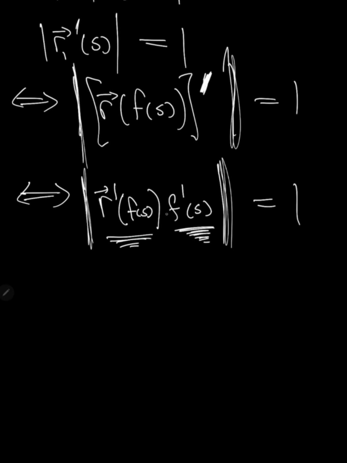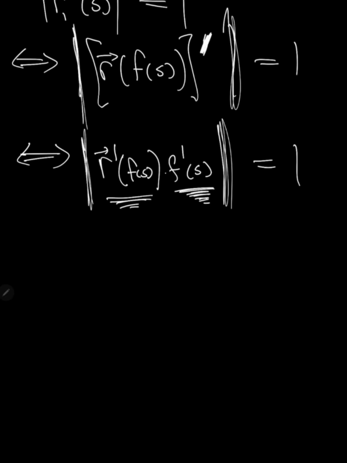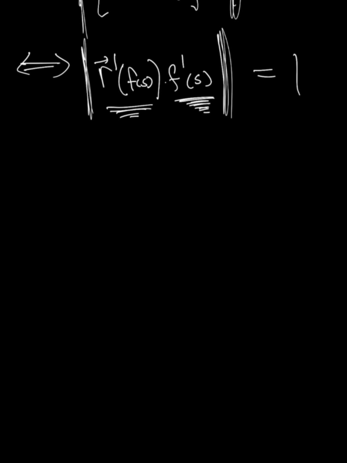And R prime of S is a vector. So this multiplication right there is actually scalar multiplication. All right, so everything is perfectly legal. Okay, now let me make a simplification just for the purposes of this discussion. Let's say F prime is always positive.